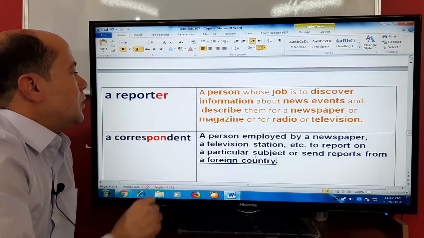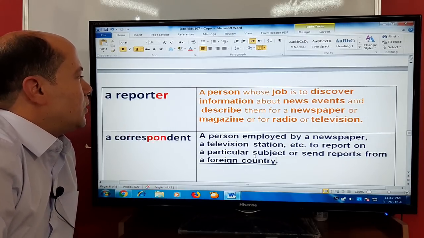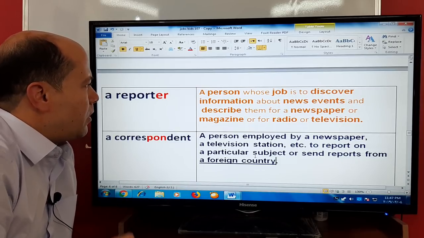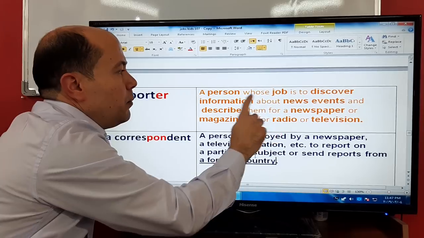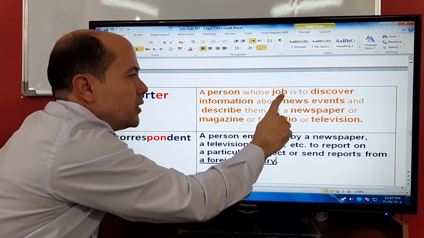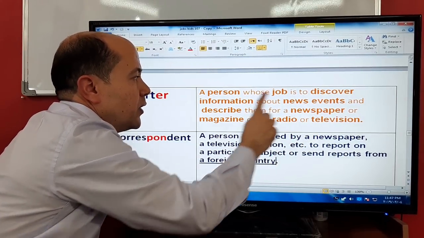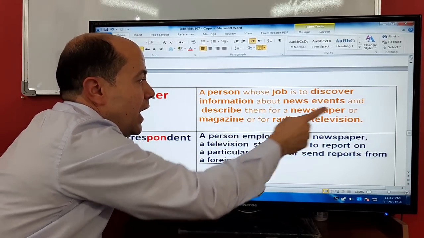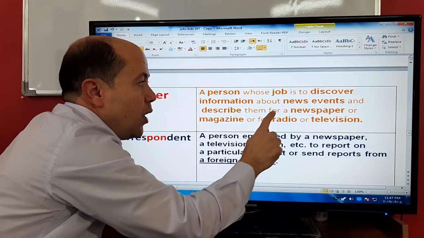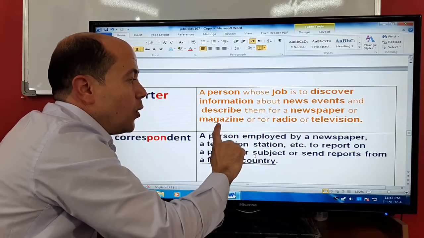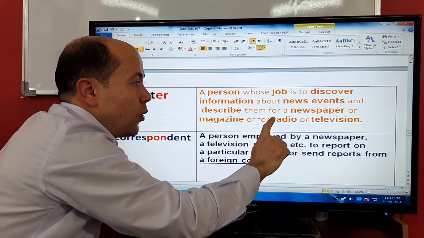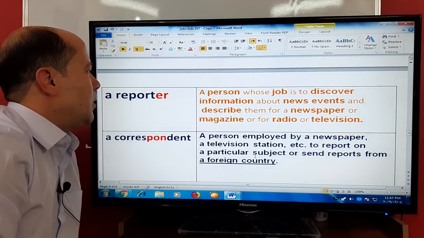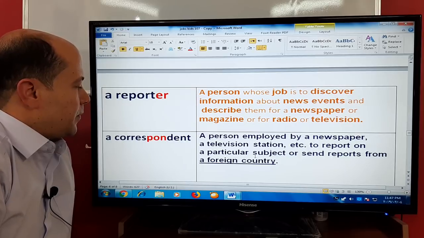A reporter, مراسل. A reporter. And when we speak fast, a reporter. A person whose job, الشخص الذي وظيفته انه يكتشف, discover information, معلومات about news events, احداث الاخبار, and describe them ويصفهم for a newspaper, لجريدة or magazine او مجلة, or for radio or television, او للراديو او التلفزيون.